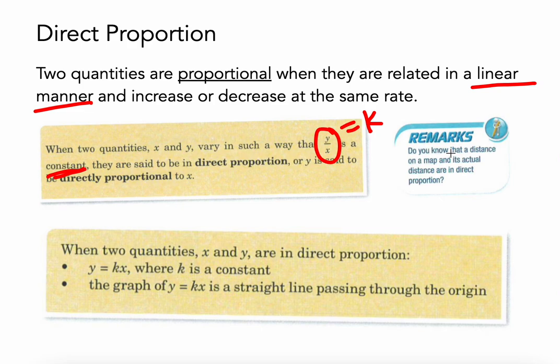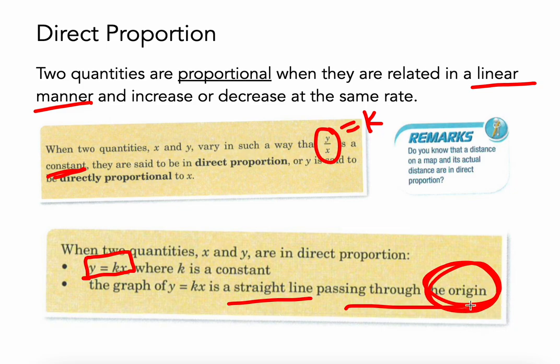And if we were to come up with an equation for those two proportional quantities, the equation would look like this: y equals k times x, where k is that constant that we found when we divided y by x. And since they're related in a linear manner, you should get a straight line passing through the origin. That's very important when you actually plot those points.